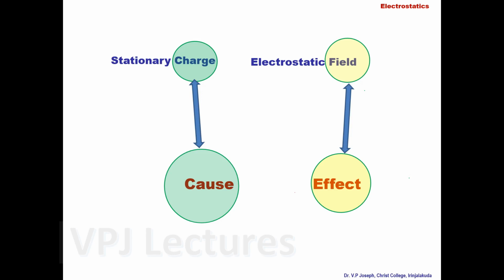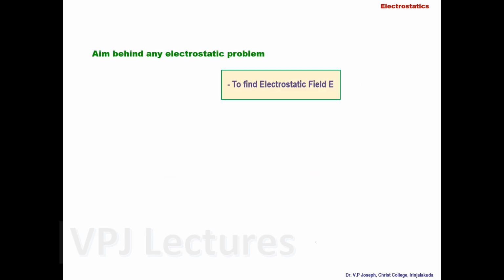We can extend this cause-effect principle further into magnetostatics also. In magnetostatics, the cause is a static current, and the effect is a magnetic field, that is, a static magnetic field. So in that case, it is static current and static magnetic field. We can conclude this in another manner.